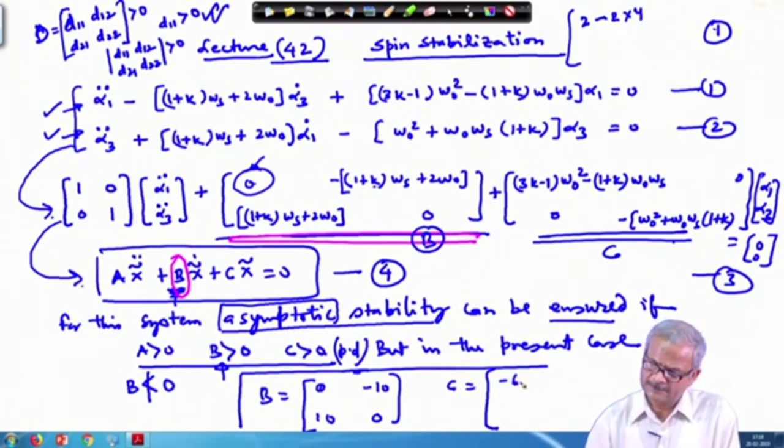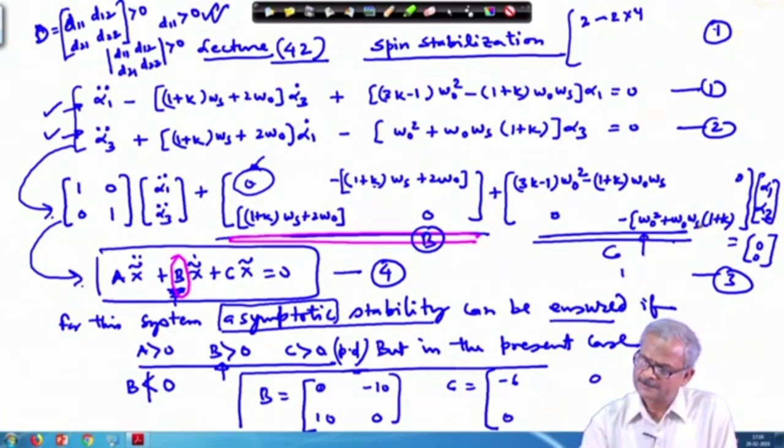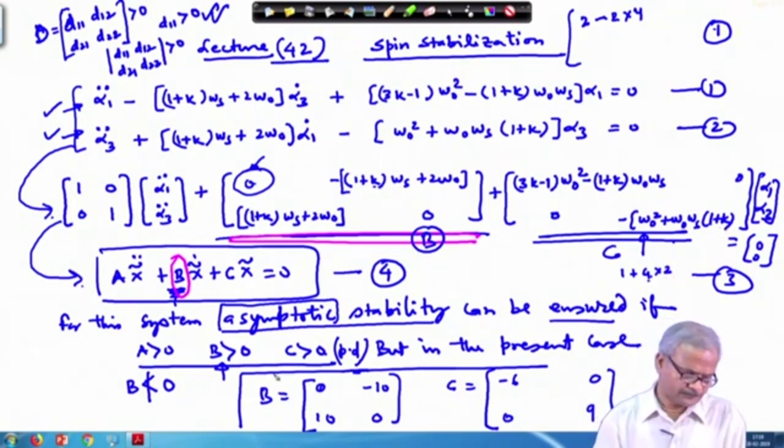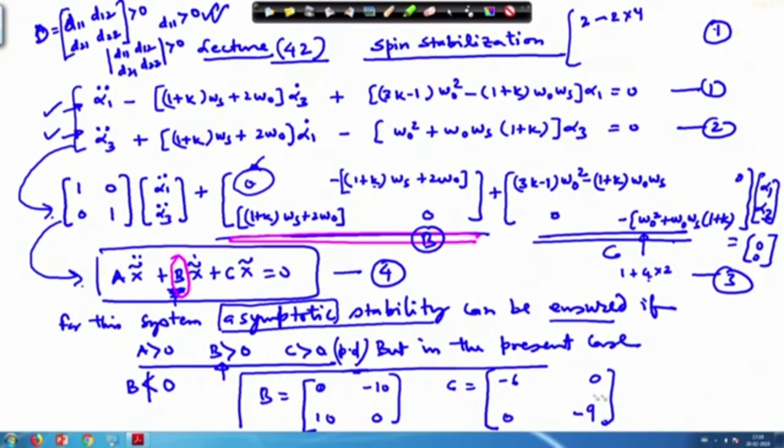So, this is minus 6 and this element is 0, and this is 0, and in this place we will have omega 0. So, here this term will become 1 and omega s cap. So, this is plus 4 times k equal to 1. So, 4 into 2 is 8 plus 1, this is 9, and this with a minus sign. So, we put a minus sign here. So, once we are taking this example, this is 0 10.